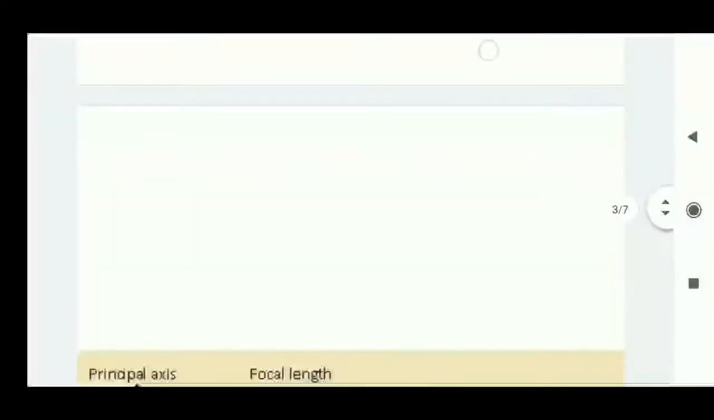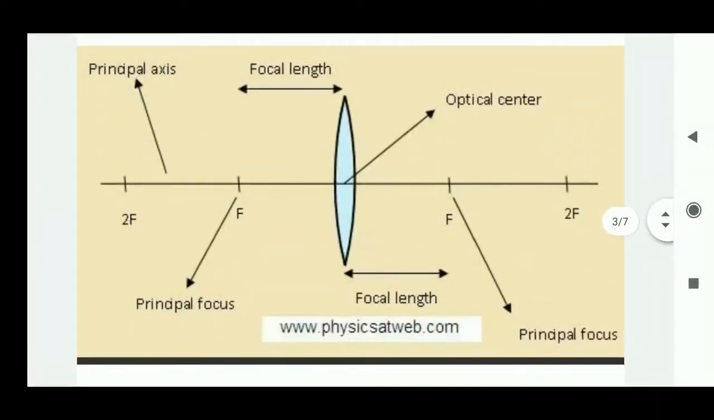Now we'll see some important points about lenses. A line drawn perpendicular to the lens passing through the center, the center is called the optical center, and that line is called the principal axis. There are two focus points for a lens. For mirrors only one focus point is there: for a concave mirror you get it on the front side, for a convex mirror on the back side. But for lenses we have two focus points, one on the front side and the other on the back side.